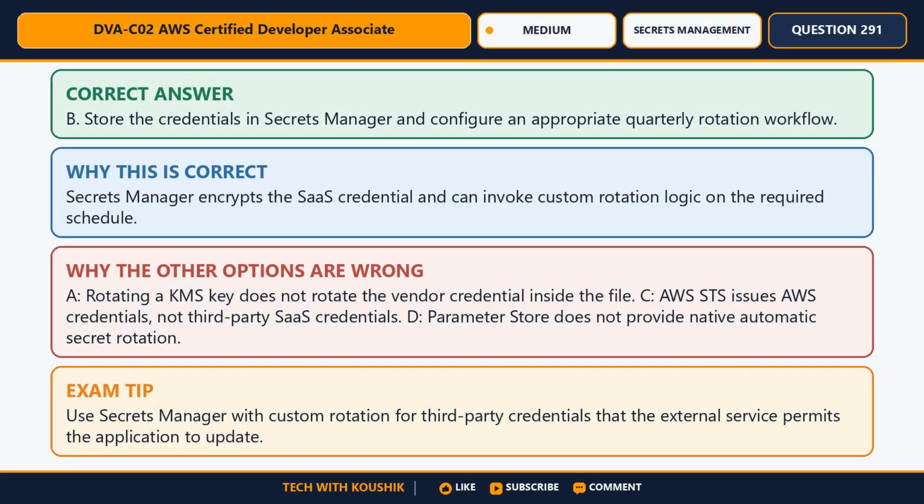The correct answer is B. Store the credentials in Secrets Manager and configure an appropriate quarterly rotation workflow. Here is why. Secrets Manager encrypts the SaaS credential and can invoke custom rotation logic on the required schedule.